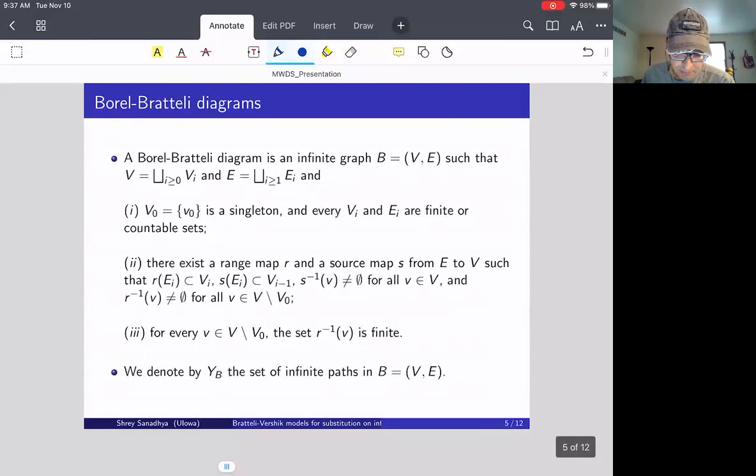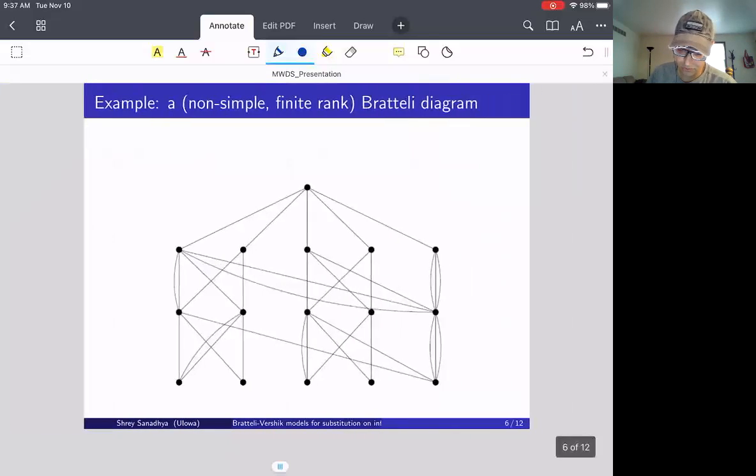Now I give the definition of a Borel-Bratteli diagram. First, a Bratteli diagram is a graded graph where the vertices are graded, and it's easier to just show you an example. So here is an example of a non-simple finite rank Bratteli diagram. I'm not going to go into what non-simple and finite rank mean. So here are my vertices, V0, the level of vertices V1, V2, V3, and so forth. And these are edges E1, E2.